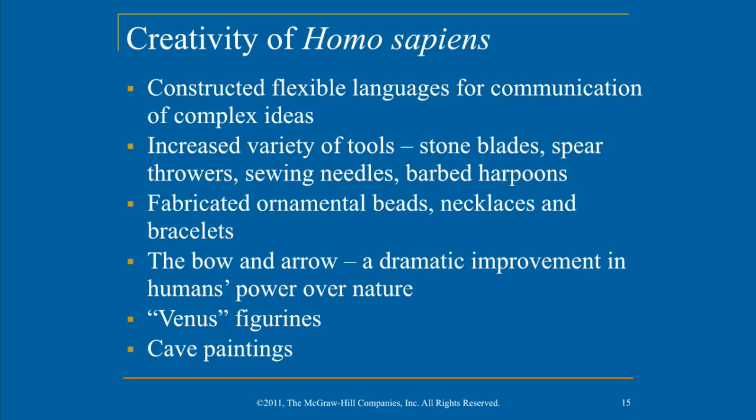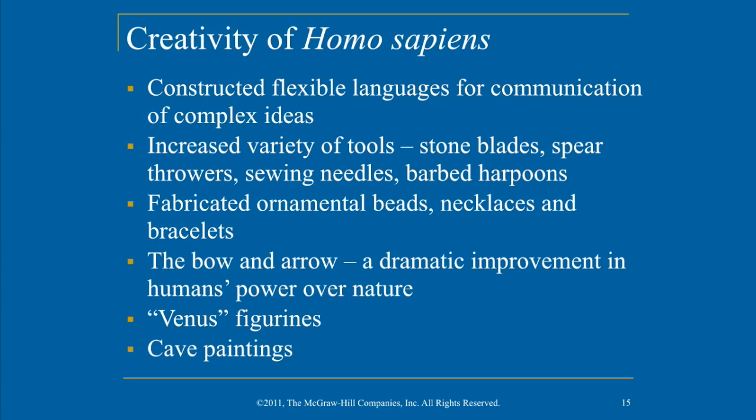And the bow and arrow. This is a dramatic improvement in humans' power over nature. The bow and arrow allows you to basically fire a projectile very far distances to kill something. If you think about it, before you'd have to literally get really close to chuck a spear. You guys could probably chuck a spear, I don't know, half the length of a couple yards. But with a bow and arrow, with practice, you could fire it maybe hundreds of yards, maybe even farther.